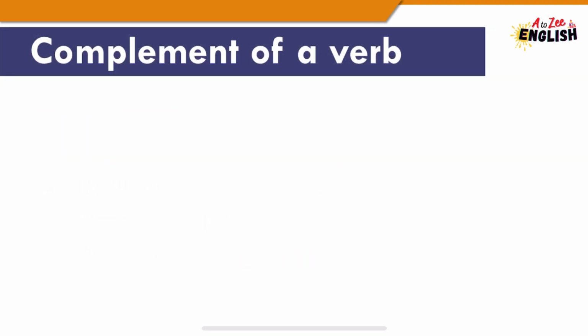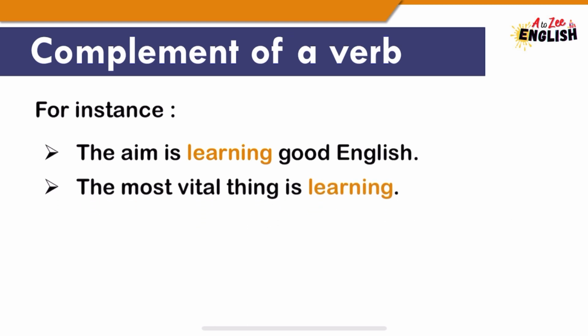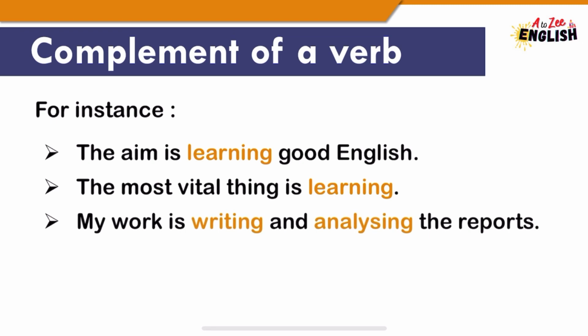The next use is the complement of a verb. For instance, the aim is learning good English. Here, learning is the complement of the verb is, so it acts as a gerund. Another example is, the most vital thing is learning. My work is writing and analyzing the report. Saying is believing. So in all these examples, learning, writing, analyzing and believing are the complement of a verb.